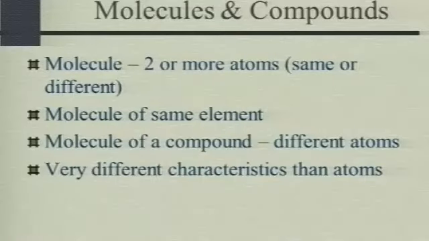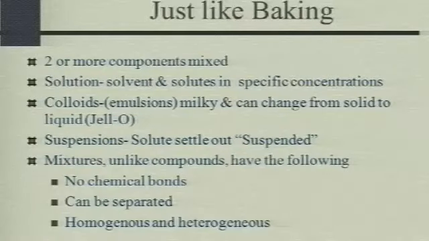So a molecule is going to be two or more atoms. It can be the same atoms joined together, or it can be a molecule of different atoms. So it could be a molecule of the same element or a molecule of a compound, which is going to be different atoms. These have very different characteristics. Sodium chloride makes salt. When you're talking about sodium and chlorine separately, they have very different characteristics from table salt. So, molecules and compounds.